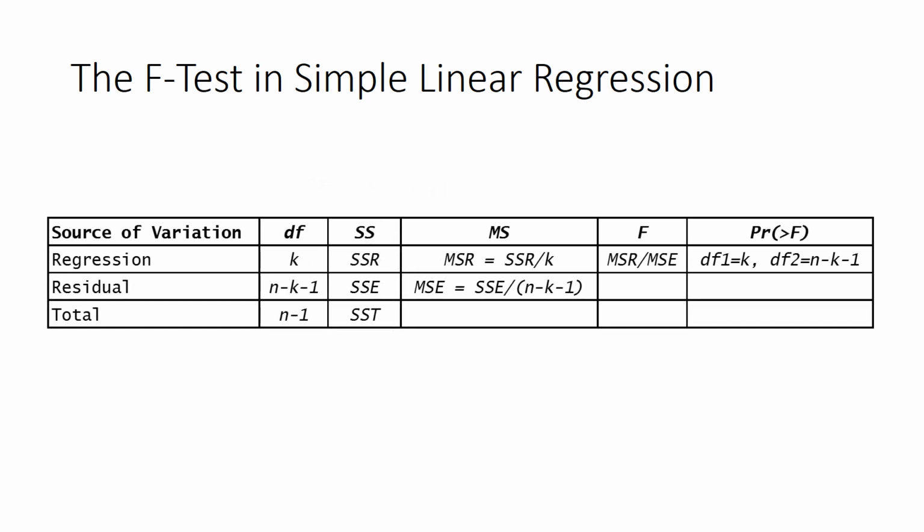This is how the analysis of variance table in regression is organized. The DF column shows the degrees of freedom. Once again, k is the number of independent variables, and n is the sample size. The MS column shows the mean squares. The MSR is the mean square for regression. It's the SSR divided by k. The MSE is the mean square for error. It equals SSE divided by n minus k minus 1. The F-statistic is MSR divided by MSE. The last column on the right is the p-value, and it's based on k degrees of freedom in the numerator and n minus k minus 1 degrees of freedom in the denominator.